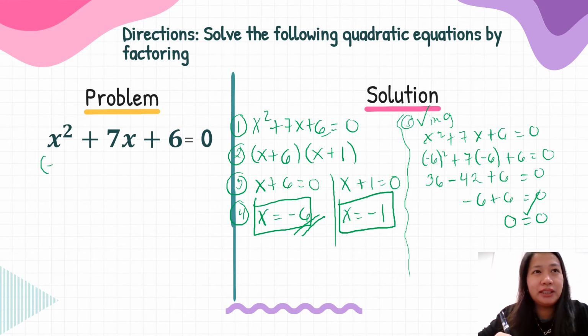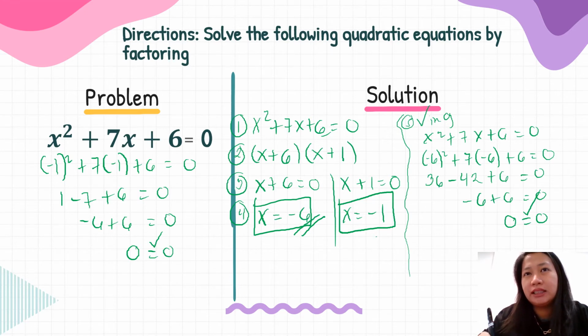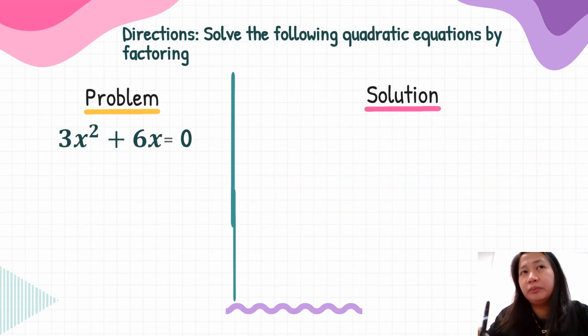Okay, substitute negative 1 squared plus 7 times negative 1 plus 6 equals 0. Negative 1 times negative 1, that's 1. 7 times negative 1, that's negative 7 plus 6 equals 0, and negative 6 plus 6 equals 0, and 0 is equal to 0. So there are no extraneous solutions. Okay po, lahat po yan sagot. Let's proceed to example number 3.